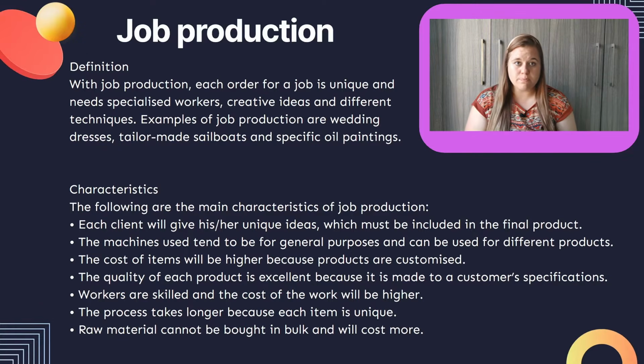Now we're looking at job production. The definition. With job production, each order for a job is unique and needs specialized workers, creative ideas, and different techniques. Examples of job production are wedding dresses, tailor-made sailboats, and specific oil paintings.